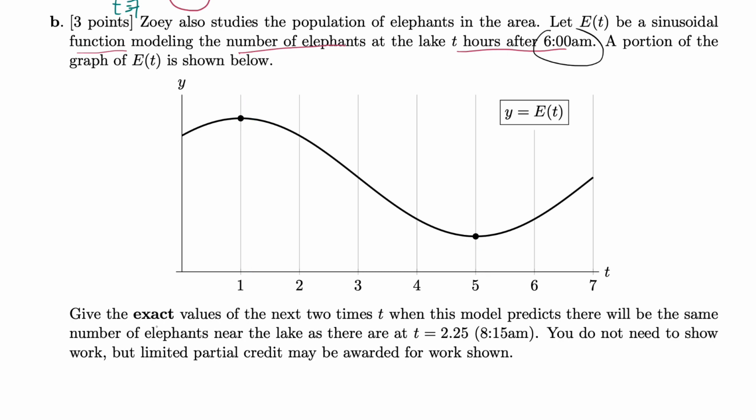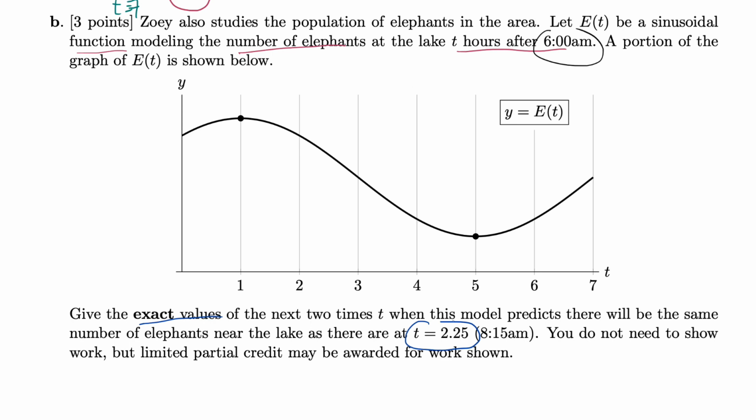So here's the question. Give the exact values of the next 2 times t when this model predicts there will be the same number of elephants near the lake as there are at time t equals 2.25, which is 8:15 a.m., because it's 2.25 hours after 6 a.m. You do not need to show work, but they might give you partial credit if you show work.